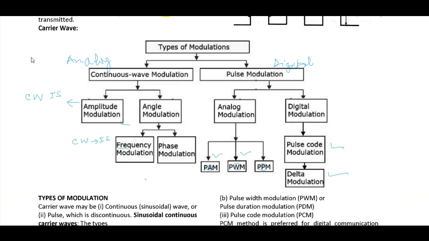So this very diagram tells us about various kinds of modulation. One is continuous wave, it is of two types. Continuous wave means analog signal: amplitude modulation and angle modulation, angle modulation further divided into frequency modulation and phase modulation. Pulse modulation is analog and digital. Analog is further divided into PAM, pulse amplitude modulation, PWM, pulse width modulation, and PPM, pulse phase modulation. And then digital modulation is further divided into pulse code modulation and delta modulation.